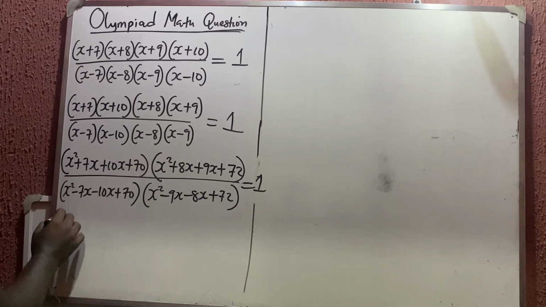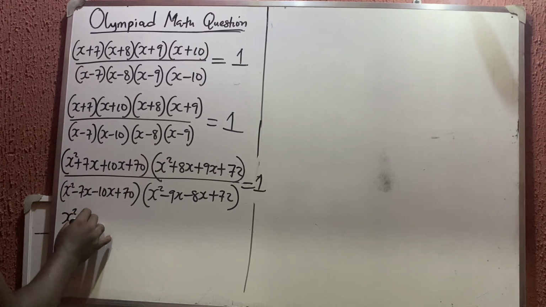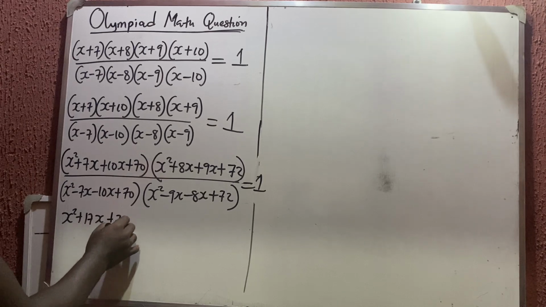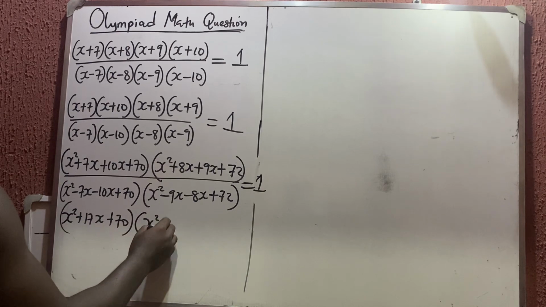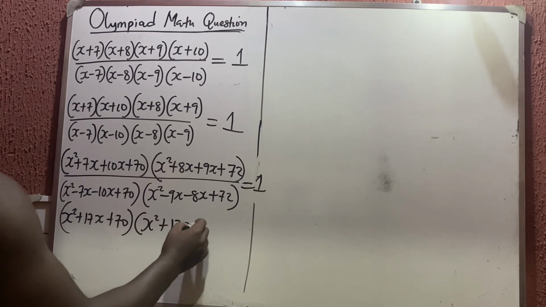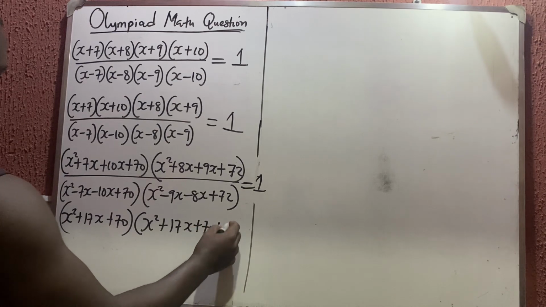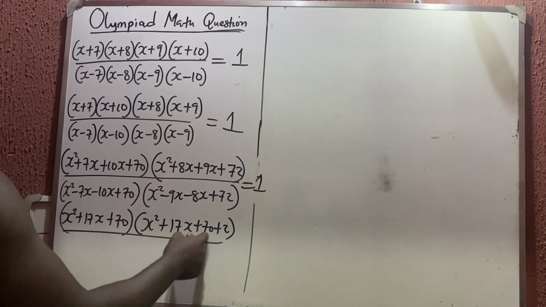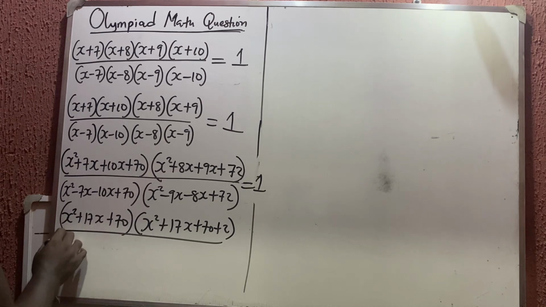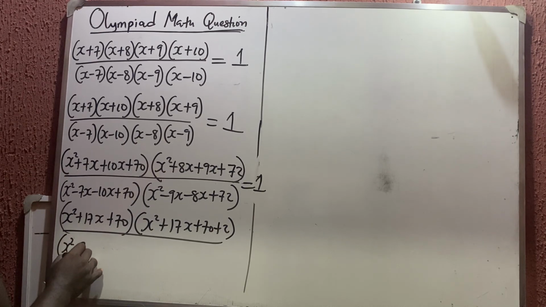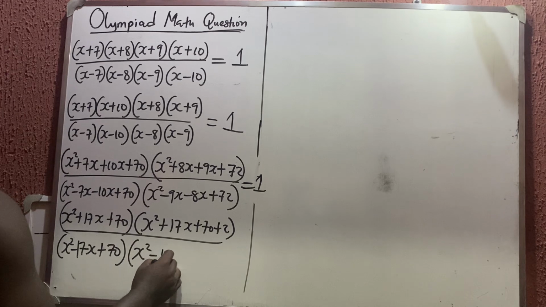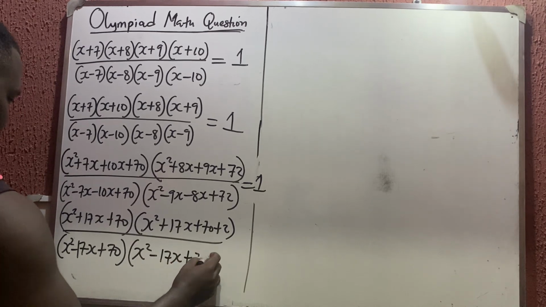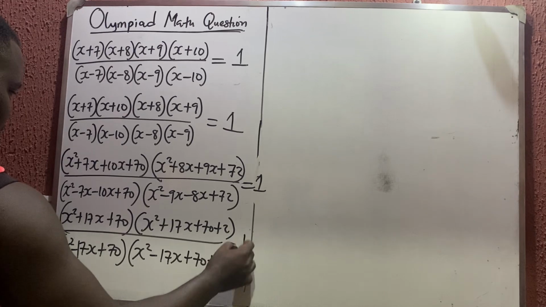So let me rewrite this to be x squared plus 17x plus 70 for this one. If I add these two, it's being multiplied by x squared plus 17x, I can write that as plus 70 plus 2. Okay, 70 plus 2 is still giving me 72. So this is going to be (x squared minus 17x plus 70) into (x squared minus 17x plus 70 plus 2) is equal to 1.